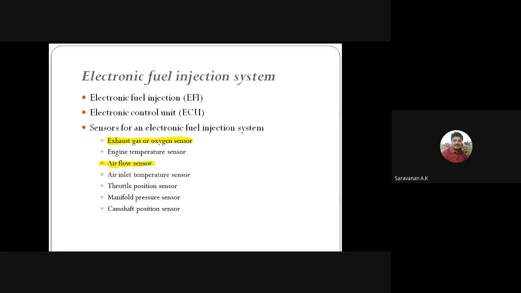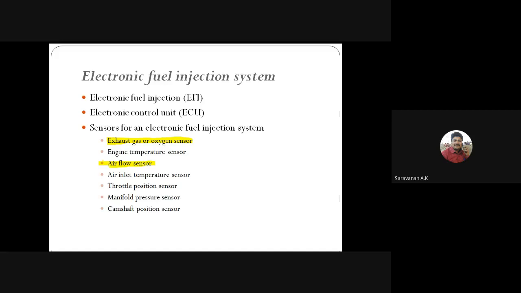Then the second one is the camshaft position sensor. The camshaft position sensor senses the rotation of the engine crankshaft or camshaft, that is, the speed of the crankshaft and camshaft, and the timing of the injection.